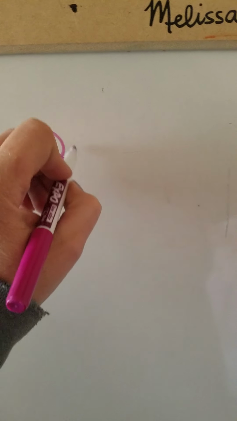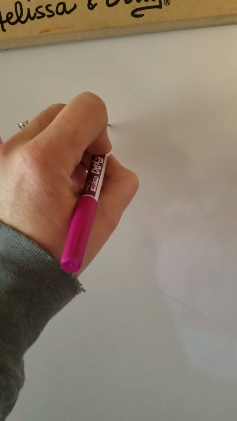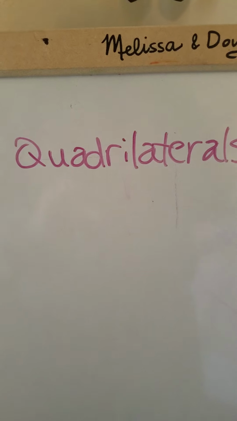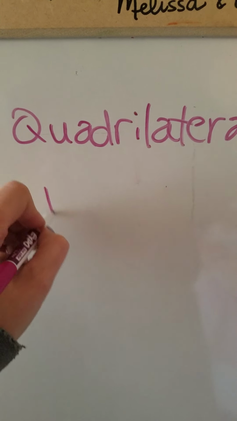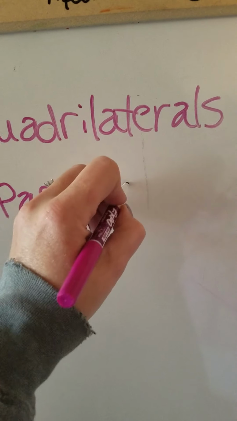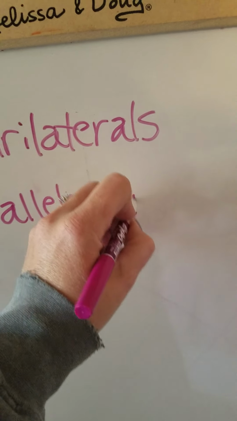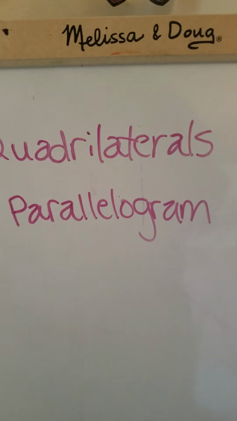Now, we all know what triangles are, so those are easy. But let's talk about quadrilaterals. Now, remember when we talked about quadrilaterals, we said that there are 5 types of quadrilaterals. Now, the one that is kind of like the daddy of the family tree are the parallelograms. To be a parallelogram, you have to have 2 pairs of parallel sides.